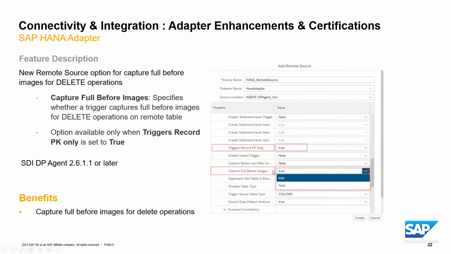When you set this to true, the primary key triggers record primary key option needs to be set to true as well. Again, this option is supported with DP Agent 2.6.1.1 or later. So the benefit is you can capture the full before images for all the delete operations happening on the remote source.